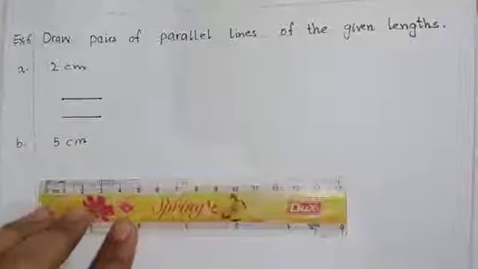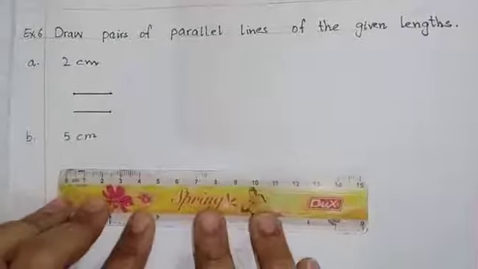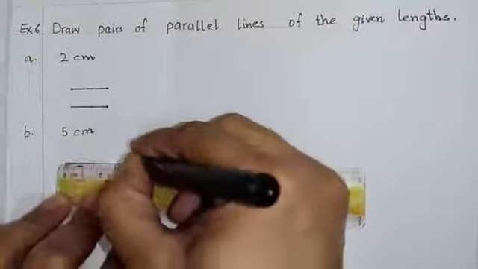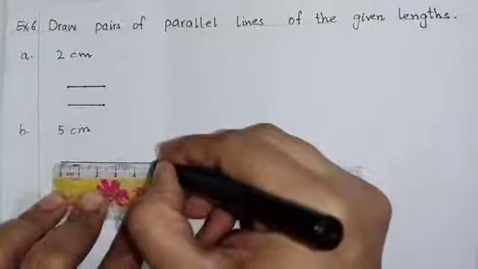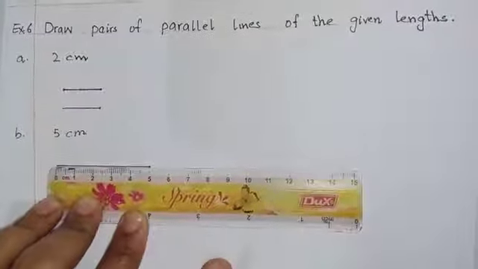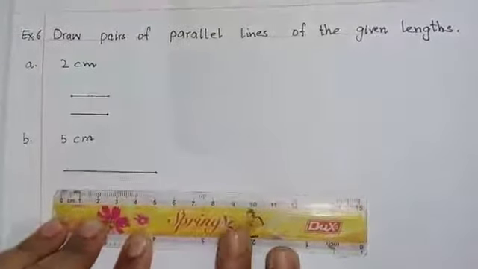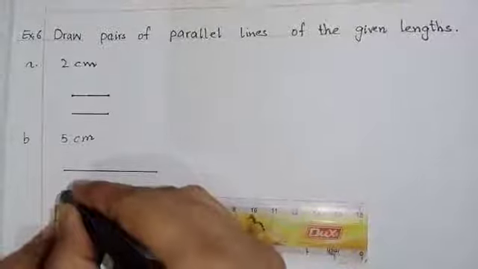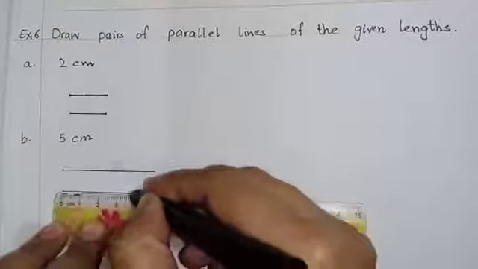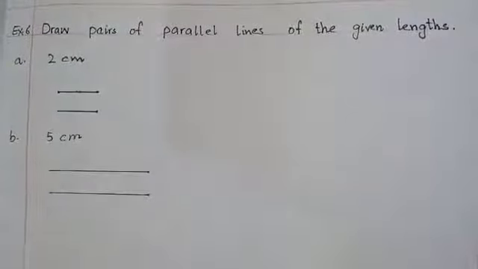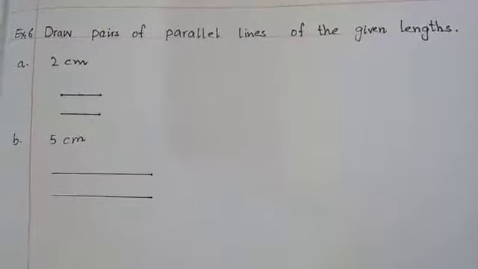Now we will draw parallel lines of 5 centimeter. Start from 0 and draw a line and stop at 5. It's 5 centimeter. Look at this, it is exactly 5 centimeter. Now again parallel line. So it means the distance between two lines always remains the same and it will never meet or cross at any point. Look at this, it's parallel lines of 5 centimeter.